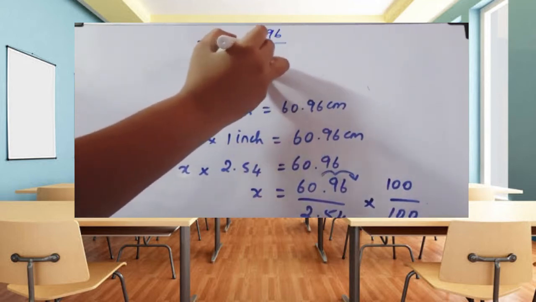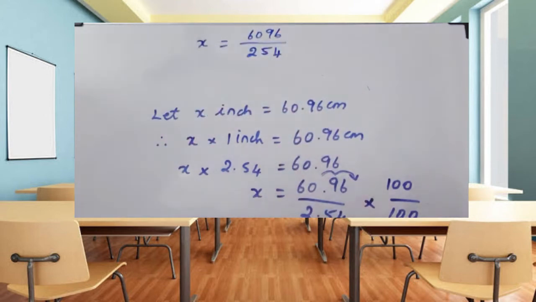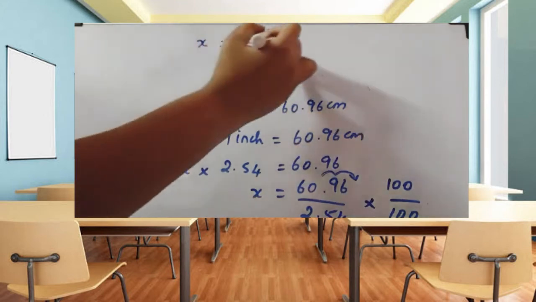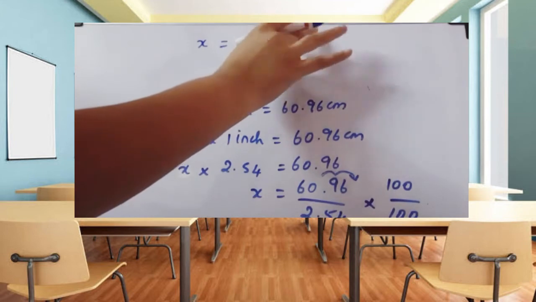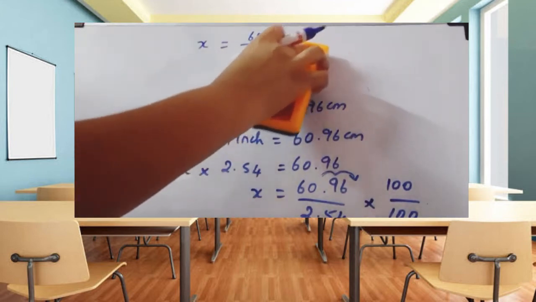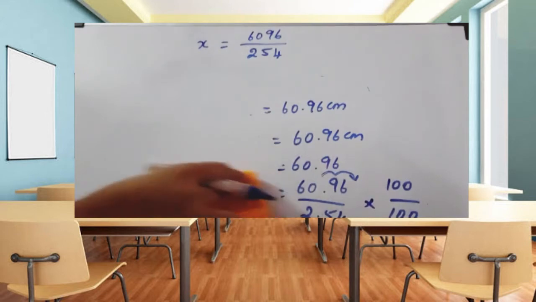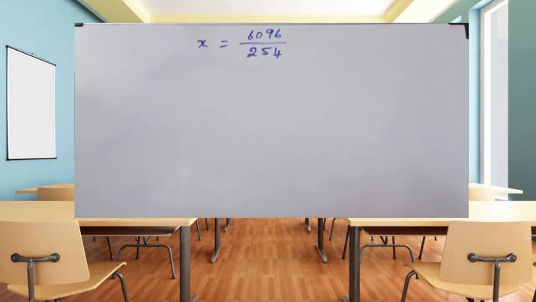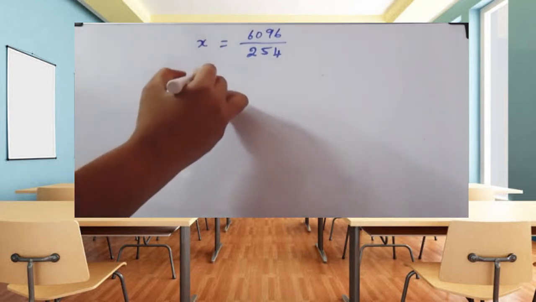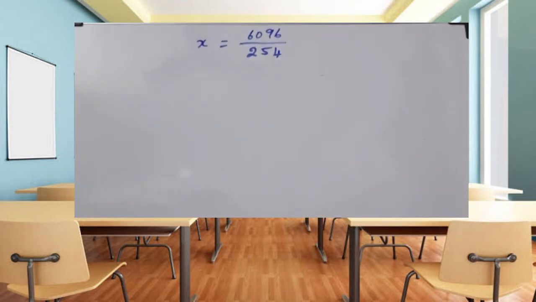6096 divided by 254. Since we have multiplied by 100 on both the numerator and the denominator, the decimal moves to the end, so 6096.0 over 254.0. We don't need to put the decimal over here. Now we need to divide and find the value of x. So x is equal to 6096 by 254.